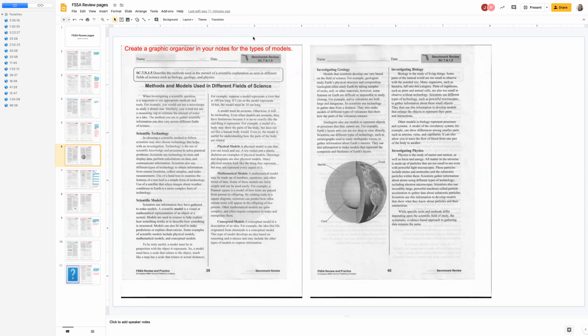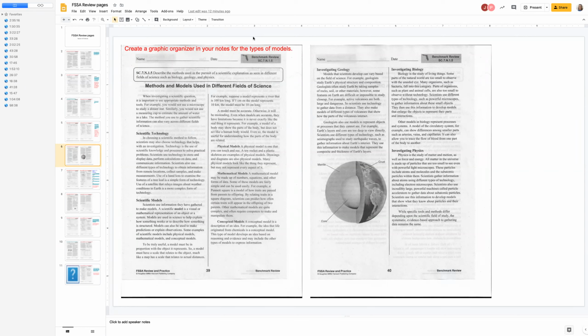These are Nature of Science review pages for standard grade 7, 1.5. Describe the methods used in the pursuit of a scientific explanation as seen in different fields of science, such as biology, geology, and physics. So methods and models used in different fields of science.